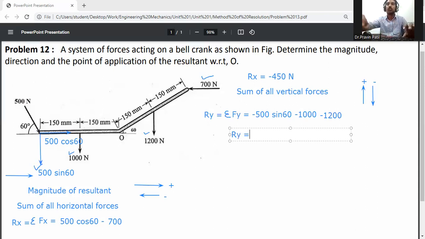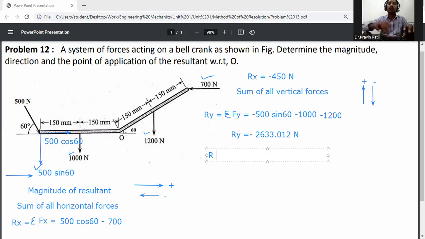So Ry is equal to minus 500 into sin 60 minus 1000, then minus 1200. So it will be minus 2633.012 Newton. Okay. So now calculate resultant.